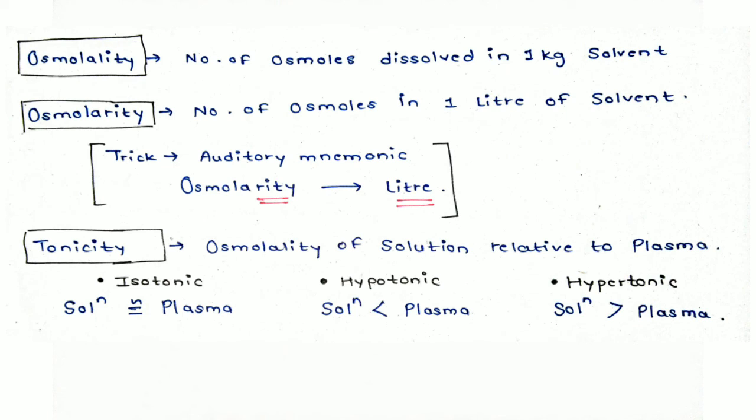Next we discuss tonicity. Osmolality of solution related to plasma is of 3 different types: isotonic, hypotonic, hypertonic. Isotonic, solution having same osmolality as that of plasma. Hypotonic, it is solution with lesser osmolality than plasma. And hypertonic meaning solution with greater osmolality than that of plasma.